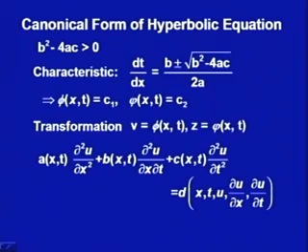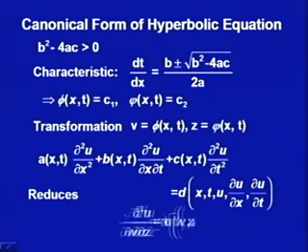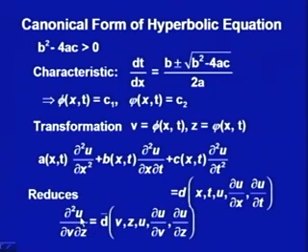So, this equation is reducing to this kind of equation, that is the second derivative of u with respect to v and z, both the first and second variable, and there should be some function of v, z, u, the first derivative with respect to v and the first derivative with respect to z. Again, this is called the canonical form of the hyperbolic equation. Now, this is not matching with our example.